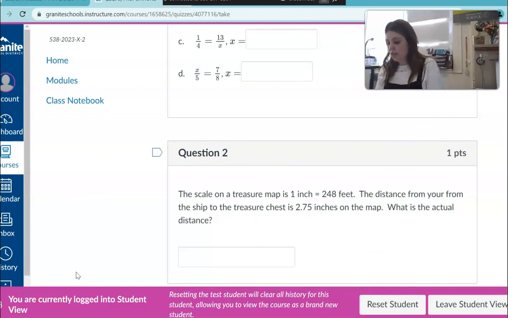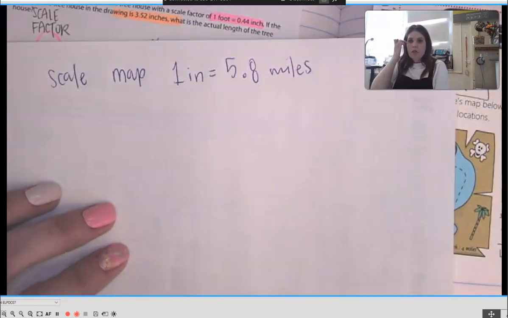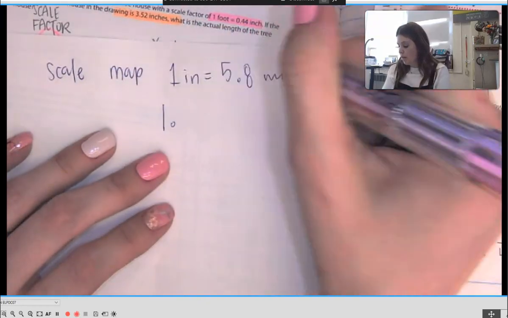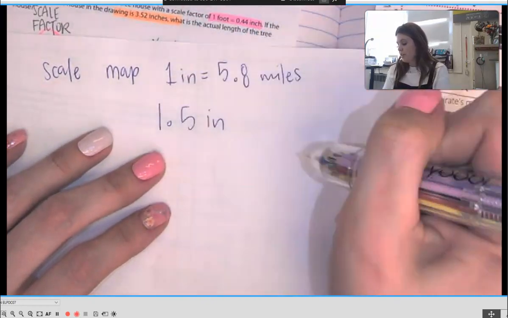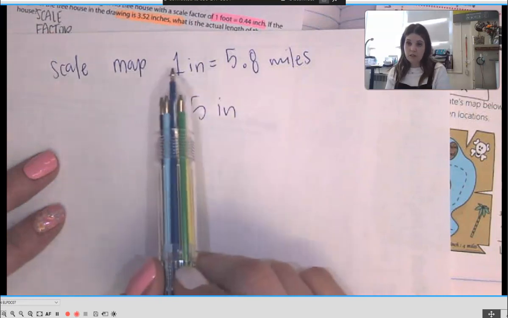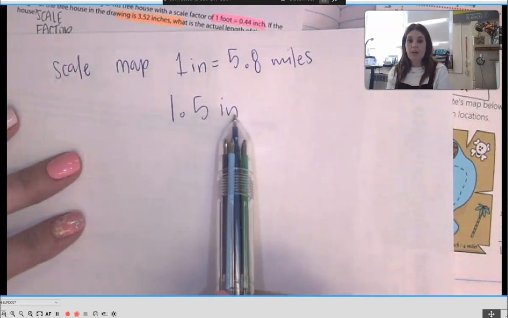Lots of interruptions. Okay, so I'm just going to say the scale on a map, and I'm making this one up, is 1 inch equals, let's go 5.8 miles. And then I'm going to switch over to my doc viewer so you can see what I'm doing. So if there is a distance on the map that is, let's say, 1.5 inches, how far is this in real life? So you have this information in this problem. You have the scale, and then you have the distance on the map.